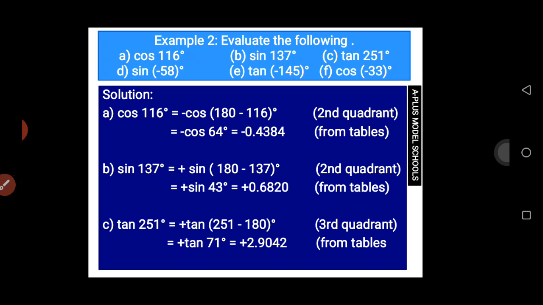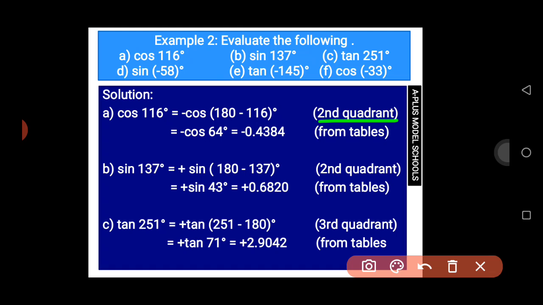So cos 160 degrees falls in the second quadrant. You can see that is what I wrote here, that cos 116 degrees falls in the second quadrant, where the formula is 180 degrees minus theta, and my theta is 116 degrees. So 180 minus 116 will give me 64. And cos in the second quadrant is negative.